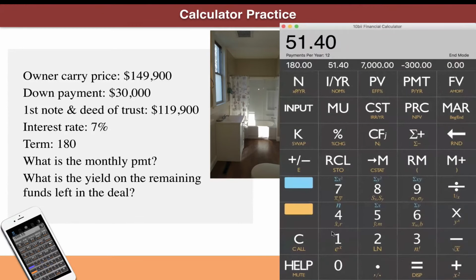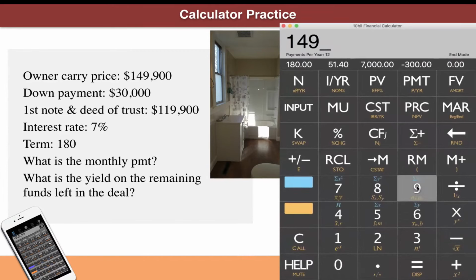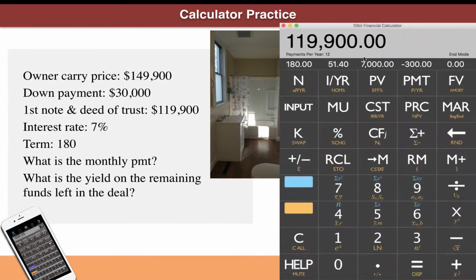All right. So we have the $149,000 purchase price, the $149.9, minus the down payment. So basically, $119.9 is going to be our PV, present value, or loan amount. So I'm going to enter that here. Remember, I told you, you just have to have these top 5 buttons.